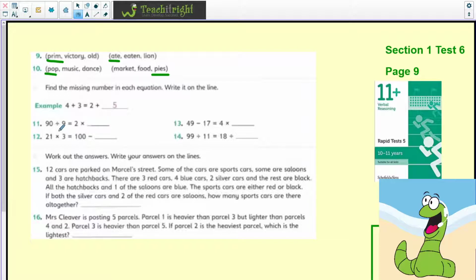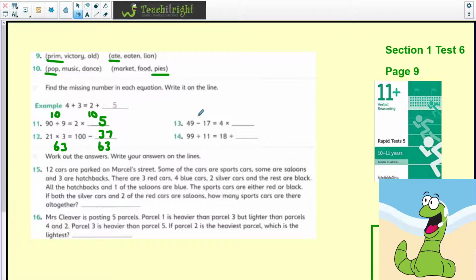Balanced equations, we're always very good at these. So the first one, 90 divided by 9 gives me 10. So I've got to make 10 on the other side. But the answer I need is 5. 21 times 3 gives me 63. So I've got to make sure that I make 63 on the other side. So 100 take away 37 gives me 63.